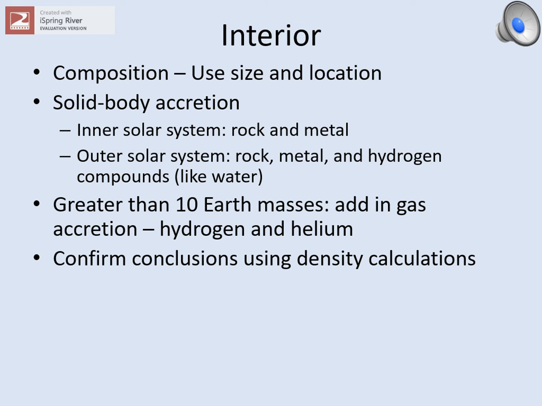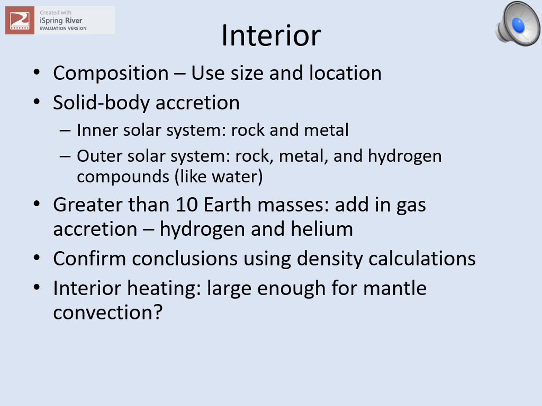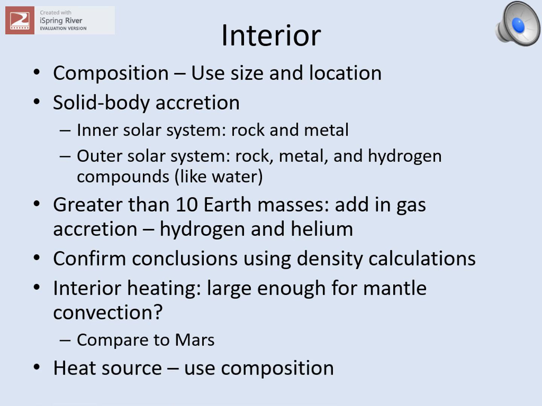You should also look at interior heating here. Is this planet large enough to have convection in the mantle, either now or in the past? Remember that we've seen that Mars is a transitional case here, so comparing to Mars would be useful. Also, what should the major heat source be? The composition of the planet can help you a lot here.